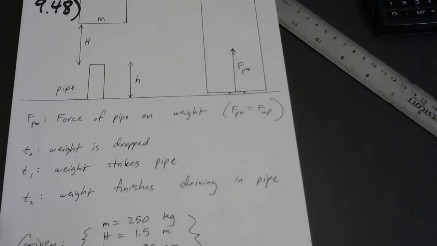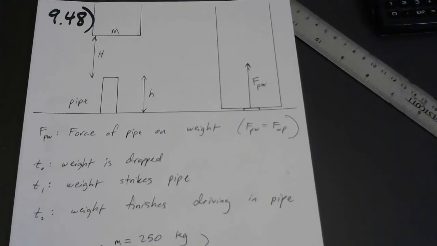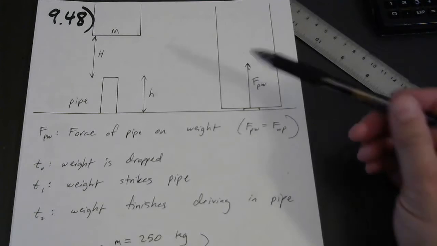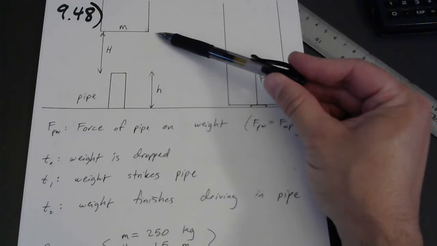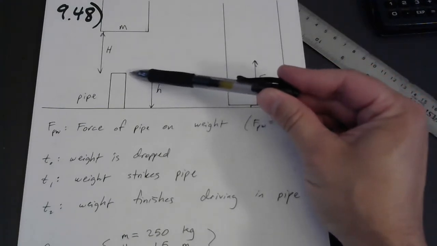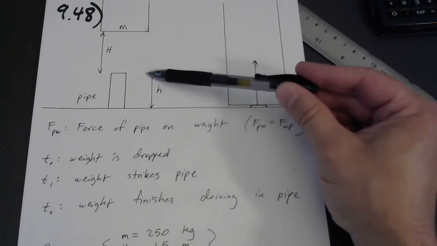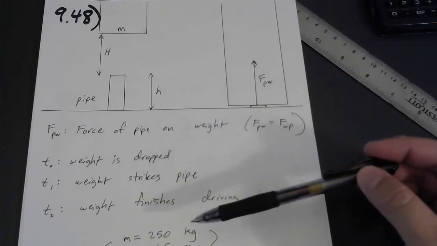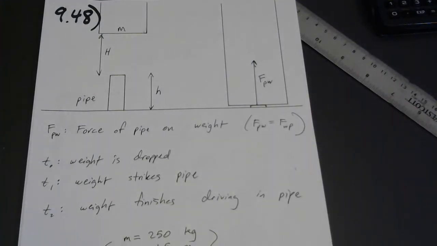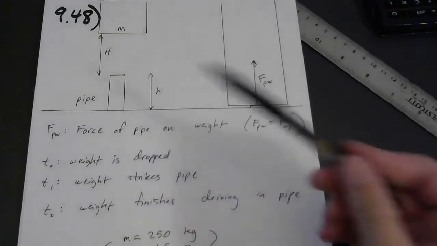Okay, so what I've done is to break this process into two steps. I'm going to call T0 the time at which the weight is released. So it's dropped at T0. T1 is when it just begins to strike the pipe. And T2 will be the time at which the pipe is finished being driven into the ground. Now, when you use the work kinetic energy theorem, you don't really deal with time. You've already integrated F equals ma over distance. So it's really more about force being applied over distance, but certain events still happen at certain times. So it's useful to have these labels.